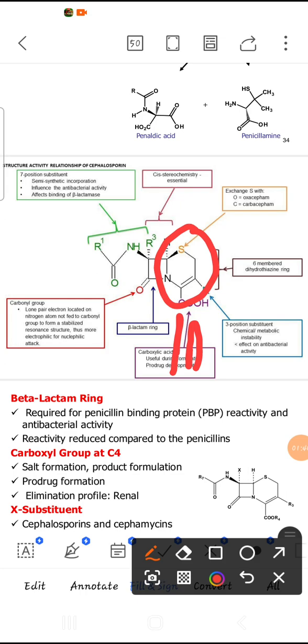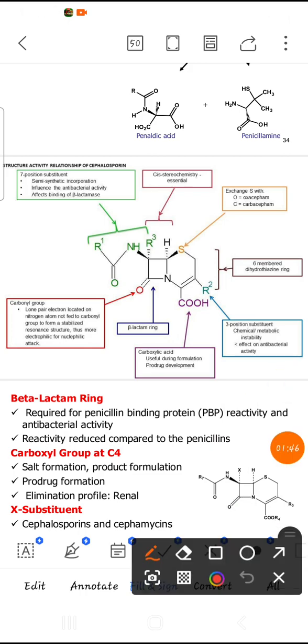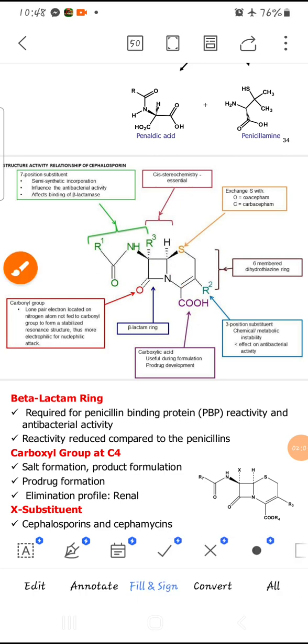Here in the nomenclature of the cephalosporin, number 1 is sulfur. This is the 2 position. This is the 3 position. This is the 4 position. Nitrogen is 5. This is the 6 position. The acylamino side chain, or R3 position, is the 7 position in the nomenclature.